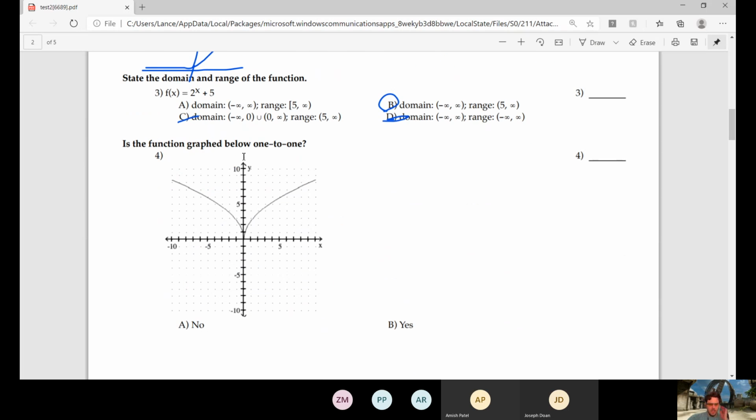All right, he went over this one today, one-to-one function. Pretty much horizontal line test. I think that's what it was.